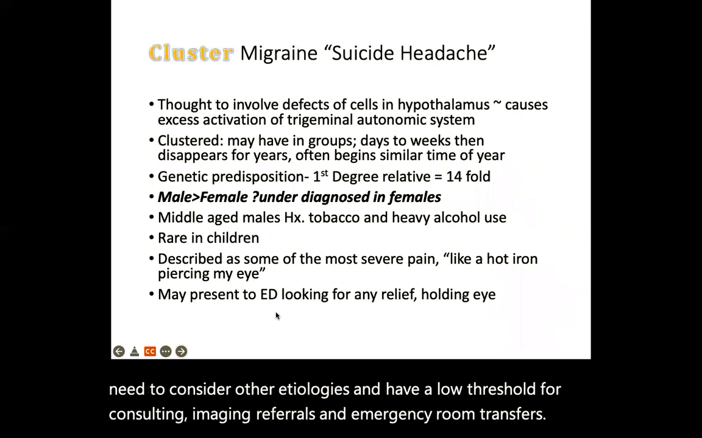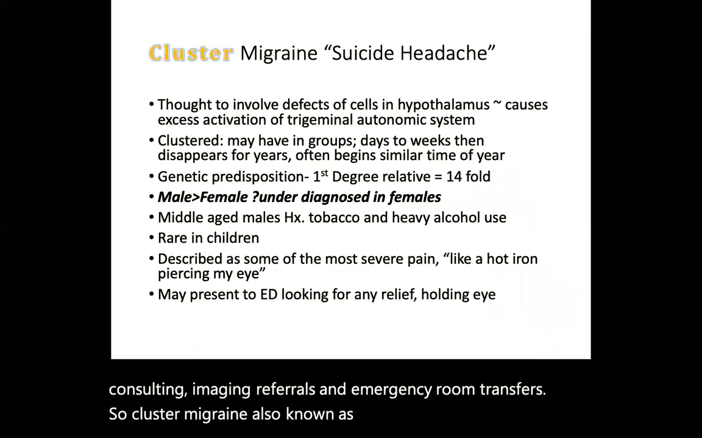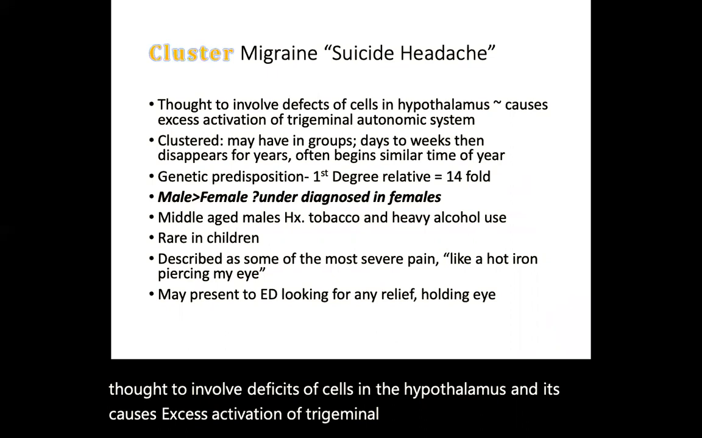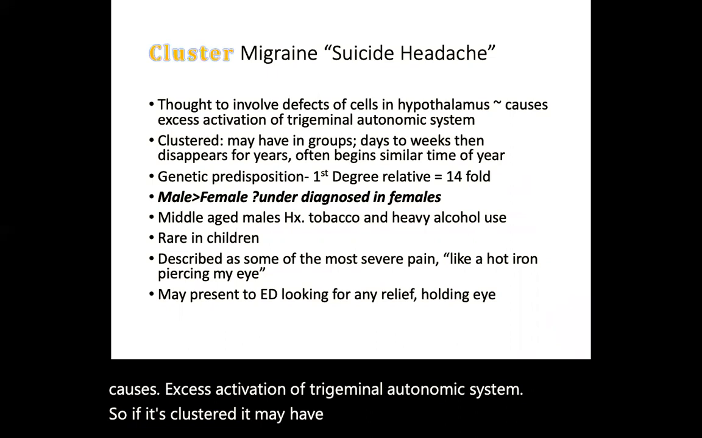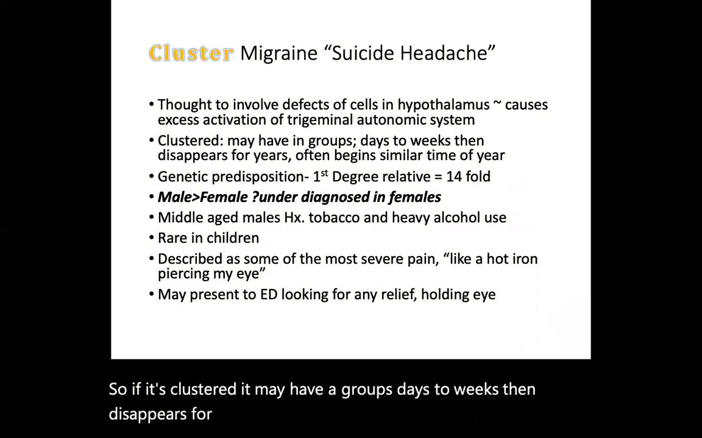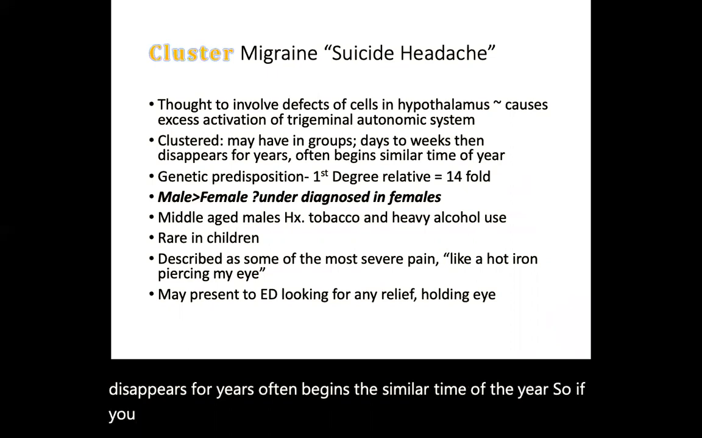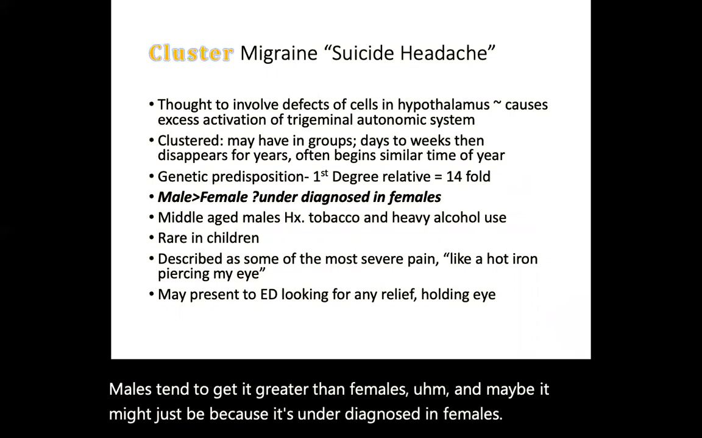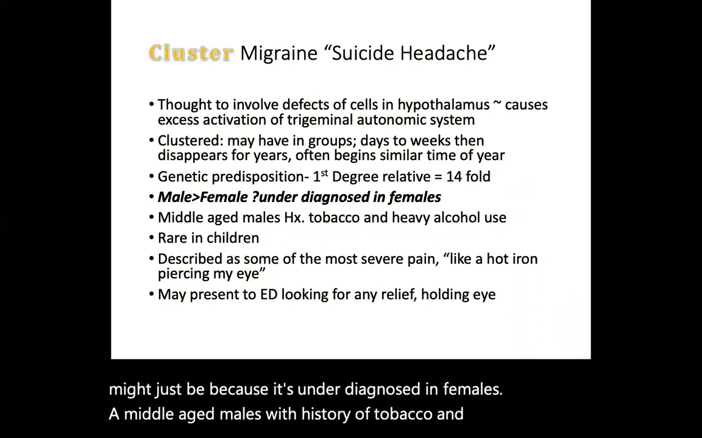So cluster migraine, also known as the suicide headache. It's thought to involve deficits of cells in the hypothalamus, and it causes excess activation of the trigeminal autonomic system. It clusters in groups, days to weeks, then disappears for years, often beginning at a similar time of the year. If you have a genetic predisposition, it's usually a first degree relative. Males tend to get it more than females, and maybe it's just because it's underdiagnosed in females. Middle-aged males with a history of tobacco and heavy alcohol use tend to get these particular headaches.